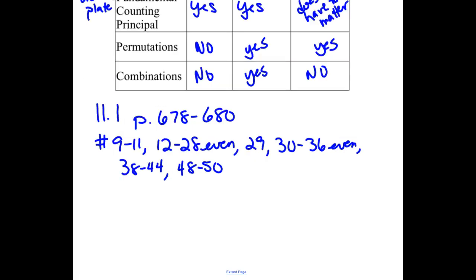Again, we have consolidated section 11.1 into one day's assignment, so this is your new assignment, and we will move on to section 2 tomorrow.